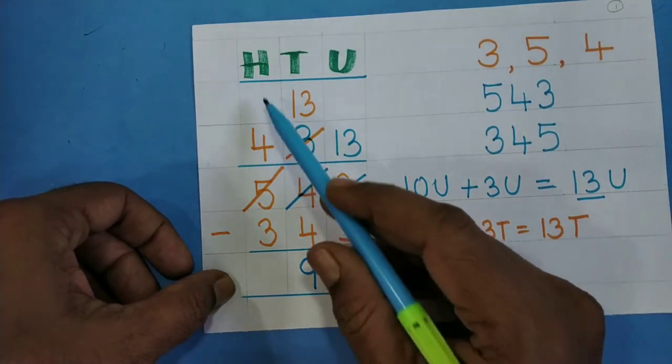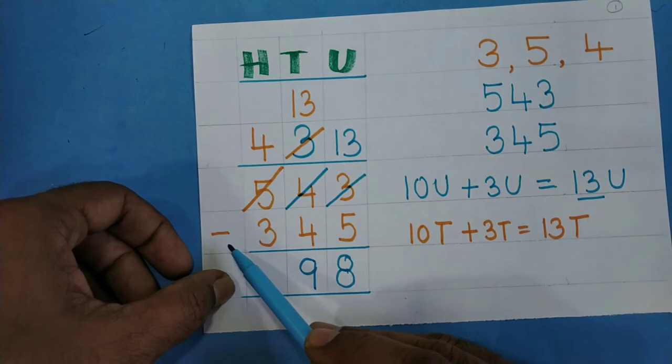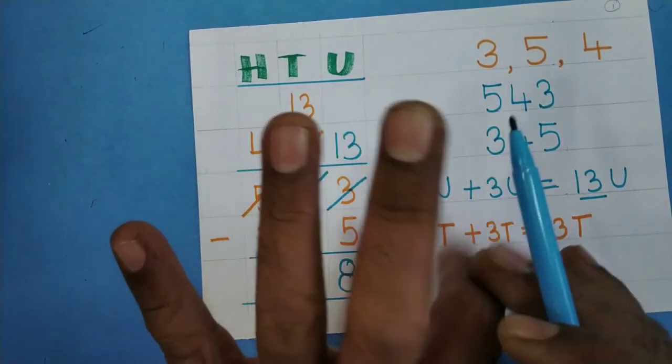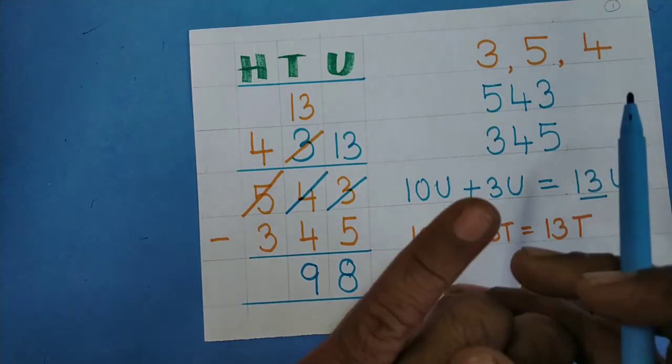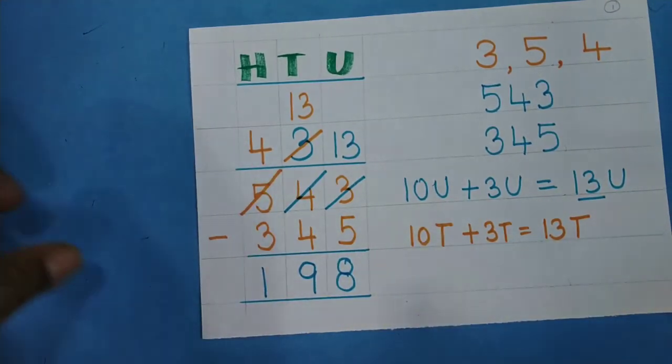Now in the 100 place you have 4 hundreds. From 4 hundreds you have to subtract 300. So 4 fingers, 1, 2, 3. So 100 is left. So the answer is 198. In this manner we can do the remaining sums.